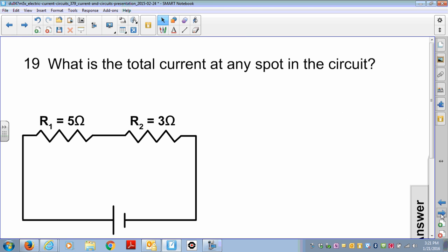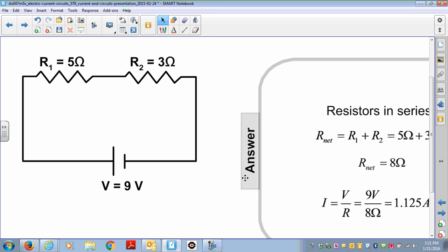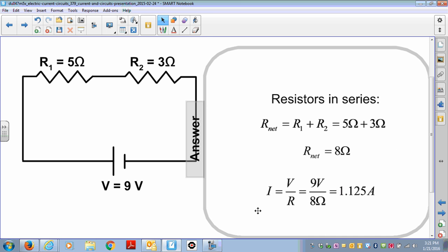What is the total current at any spot in this circuit? Be careful. Okay, in this case, we have to use the total resistance and divide that into the total voltage. So 9 volts divided by 8 ohms gives us 1.125 amps. If we were using significant digits, it would be 1 ampere.